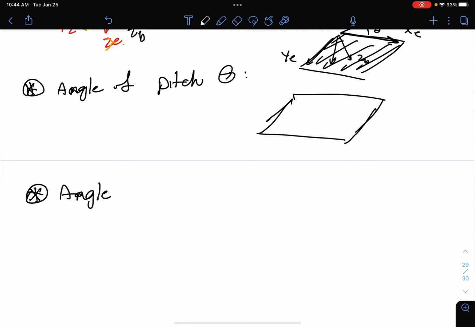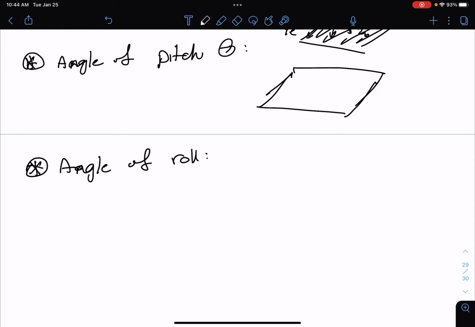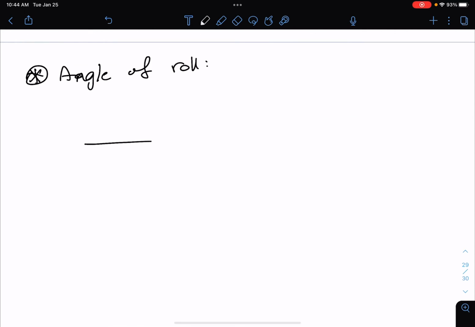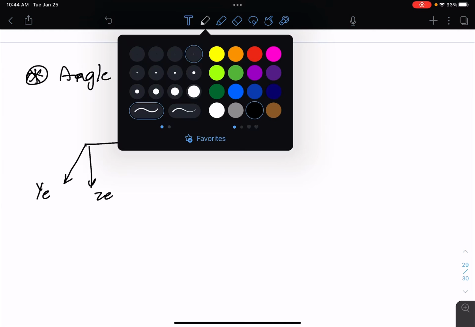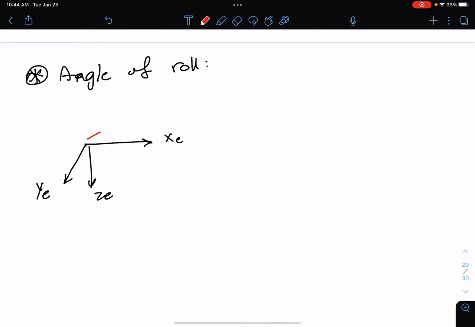Angle of roll. How do we find the angle of roll? I guess you understand the theme right now. The theme is, we are talking about the XE, YE and ZE, which is the coordinate system that is in the same direction as the coordinate system on the surface of the earth, just moved to an elevation, right? Moved to an altitude. And the coordinate system that lies in the direction of the plane, XB, let's say YB, and ZB, right? So you get it.